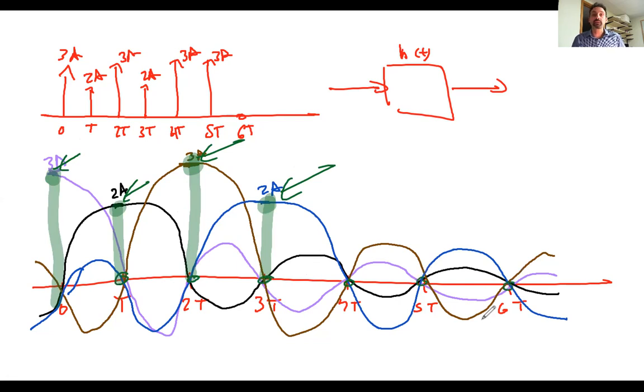So theoretically, 3A here will experience nothing. Check it out. The black curve here, zero crossing. The brown curve, zero crossing. Blue curve, zero crossing. It's perfect. So we can add this all together to get this composite waveform.